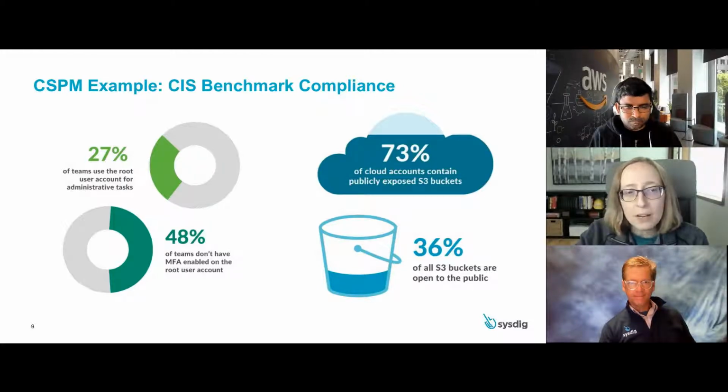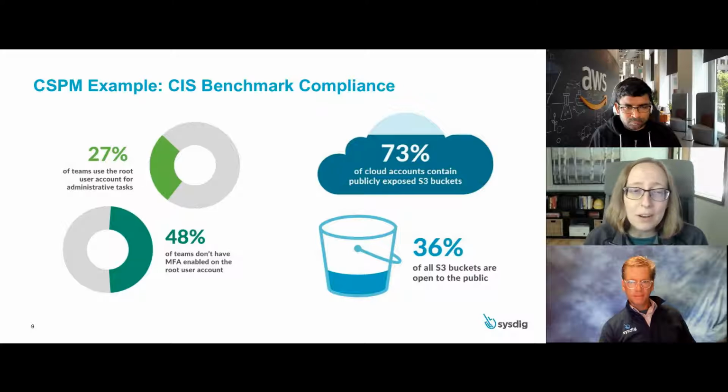The picture on the right is about buckets, our favorite type of misconfiguration because they've already caused tons of problems for people. And buckets are a little more nuanced because realistically speaking, we're saying 73% of accounts have exposed buckets. Okay, well, it's fine probably for an account to have at least one exposed bucket, right? Lots of buckets are used for serving public information, so it's actually okay. And then 36% of all buckets are open to the public, right?